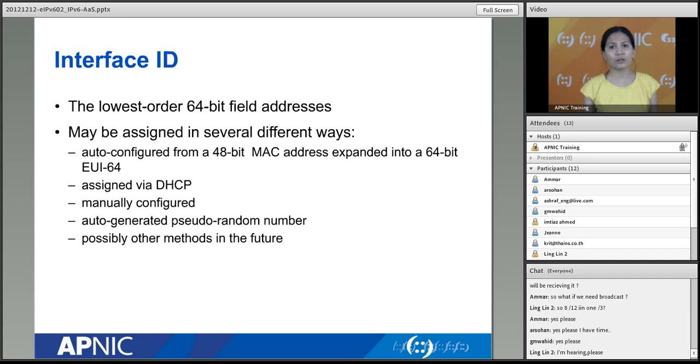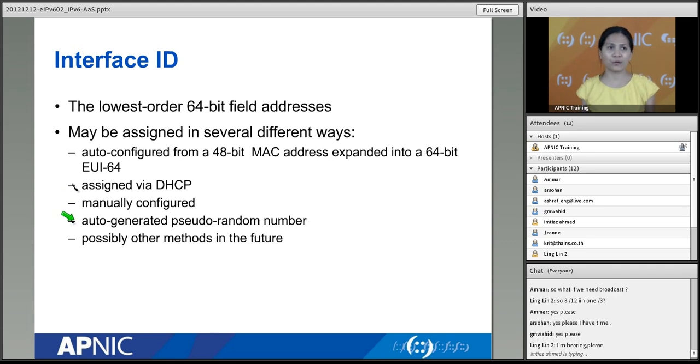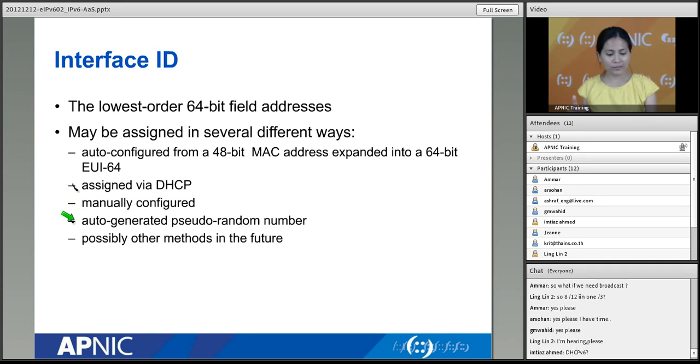Also, in some cases, if you're using a global unicast address, you can still set the interface ID part to use EUI64. That is one way, and the most common way. You can also assign the 64 bits using, of course, DHCP, or it can be manually configured. This is how we do it with IPv4, so it's still possible to do it in the same way. There is another way, which is auto-generation using pseudo-random numbers.